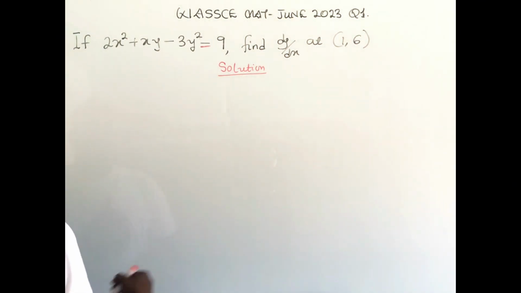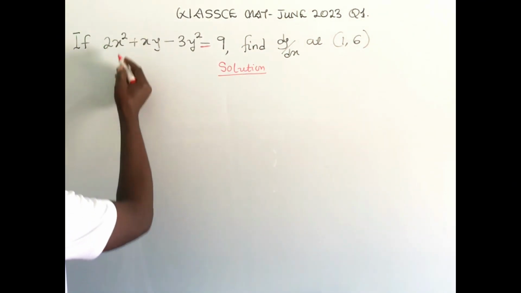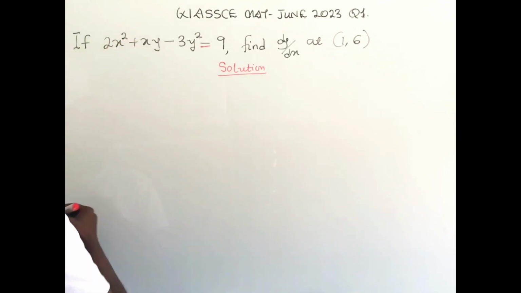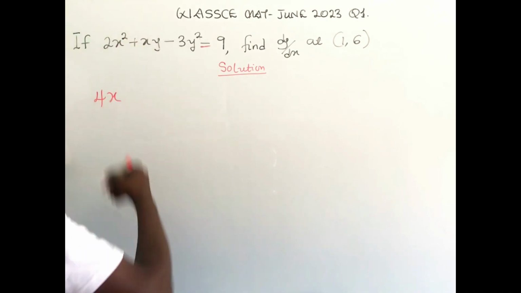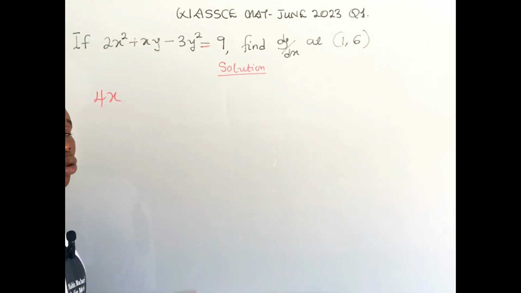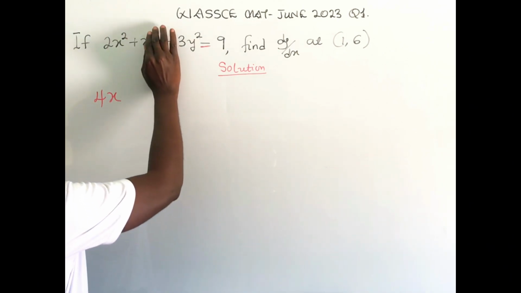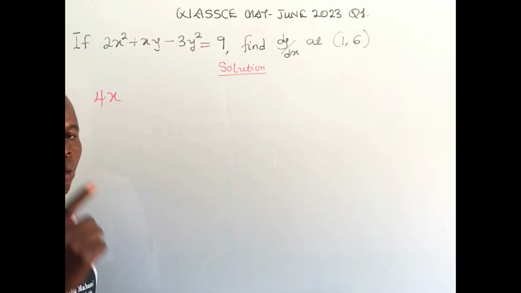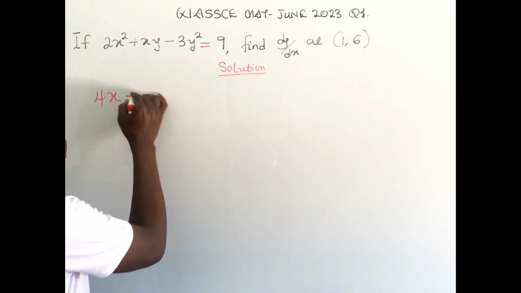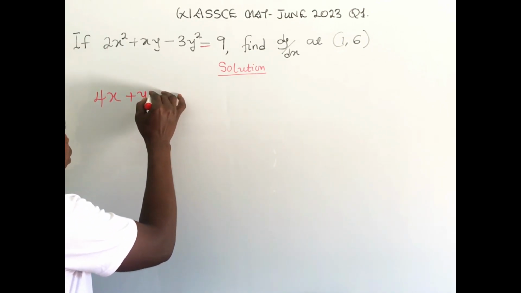So now, to differentiate 2x squared, 2 times 2, the power will multiply the coefficient here. Then I'll get 4x because if I subtract 1 from the power, it will be x to the power 1, which is the same thing as x. Then this place, I'll hold y and differentiate x. And differentiating x will give me 1. 1 times y will give me y.